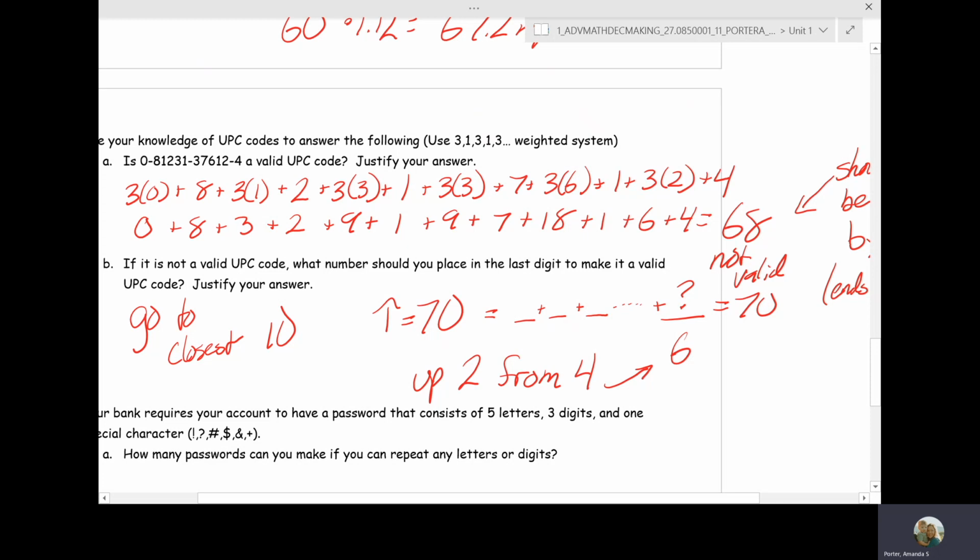If the closest one was down, you might be able to go down. I guess technically you could think about this as you could go to a 60, but I have to take 8 away, and I can't really take 8 away from 4. So I think it's easier to go up, although sometimes going up would put your number over 10. So just work with it as moving up or moving down so that you can put a single digit in to get to a multiple of 10, the closest 10.